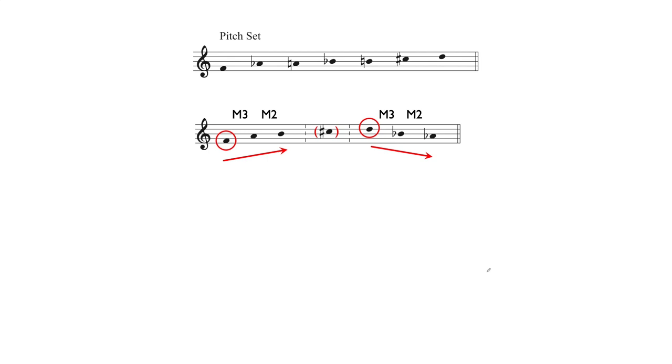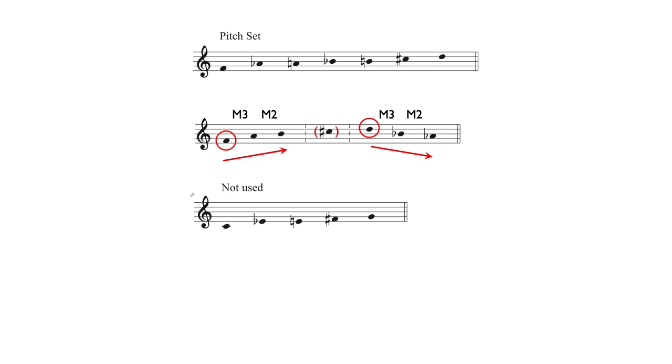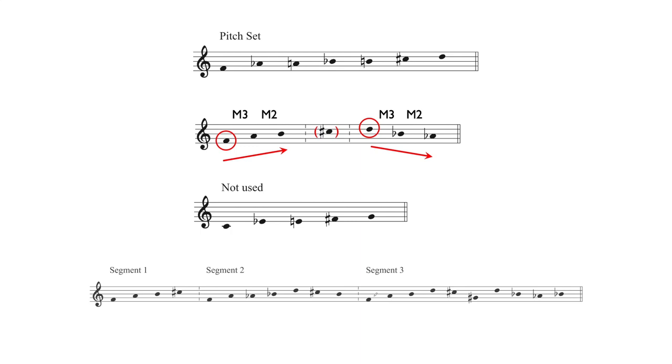So there are seven pitches in the pitch set, seven pitch classes in the pitch set, and that means there are five pitch classes which haven't been used in the structure. This will have a meaning in the next stage. Please keep in mind that five pitches have not been used in the main structure.